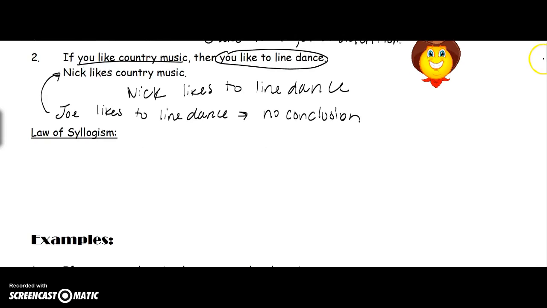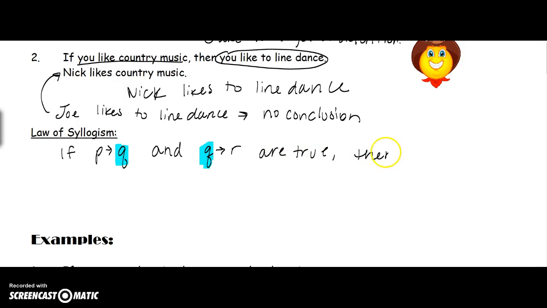The law of syllogism, though, is if you have P then Q and another statement that says Q then R, so your Q's match, so whatever your conclusion is will be the hypothesis of the next statement. And if they both are true, then you can say, if you have P, then you're going to get R, which is also true. Law of syllogism, LOS.